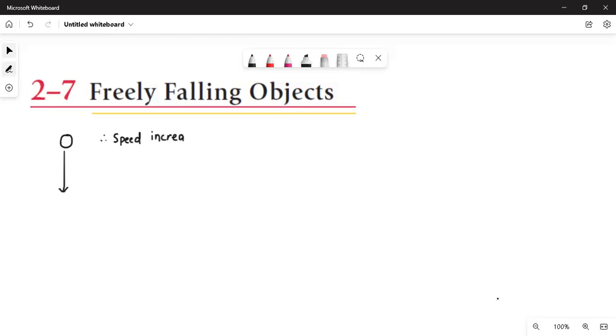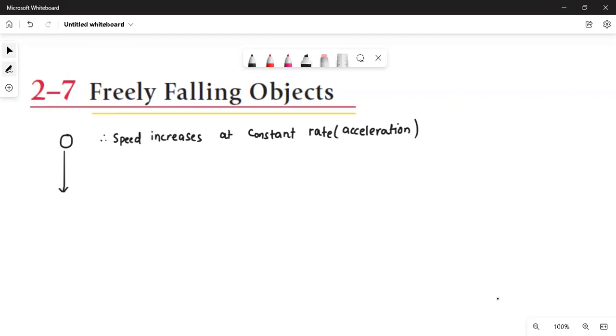What is the first thing? Speed increases at a constant rate. Constant rate means acceleration. So it will continue increasing at a constant rate. So it means that if in the first second it covers 5 meter distance, in the second second it will not cover 5, it will cover more than that.